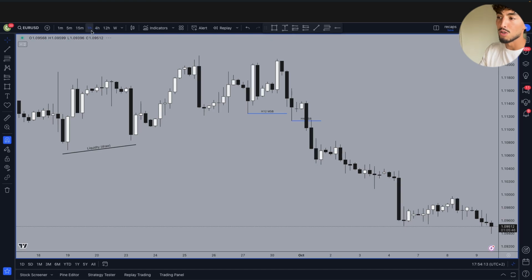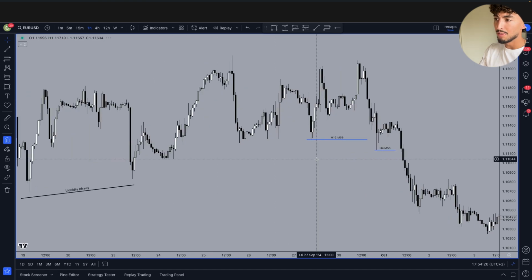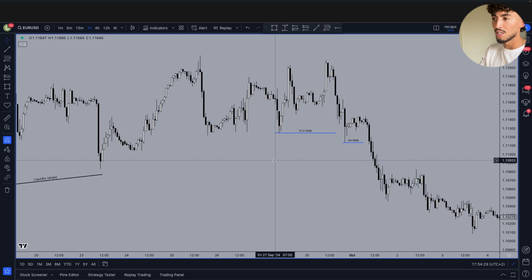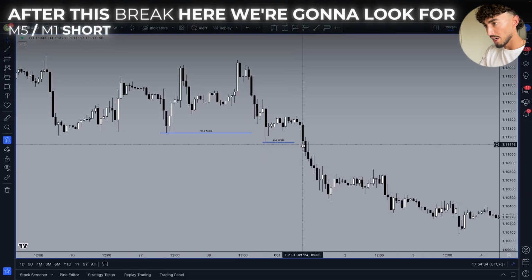Now I do the same thing on the H1. It's kind of the same as H4 right now. We have a market structure break here on the H1, but essentially H12 is bearish, H4 is bearish. So at this point I can look for shorts and then we have a nice draw here. So after this break here, we can look for M5, M1 shorts basically.